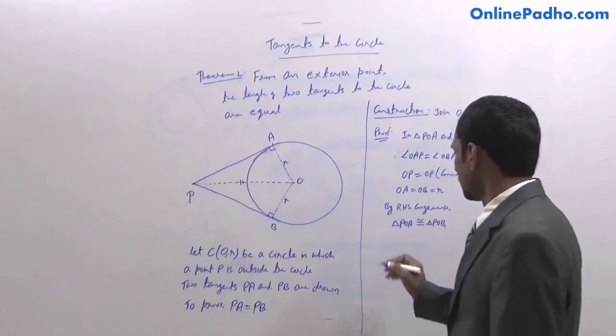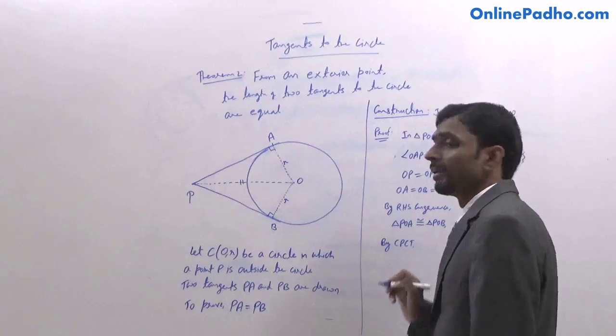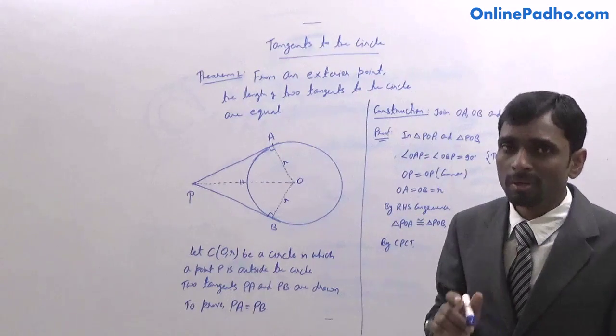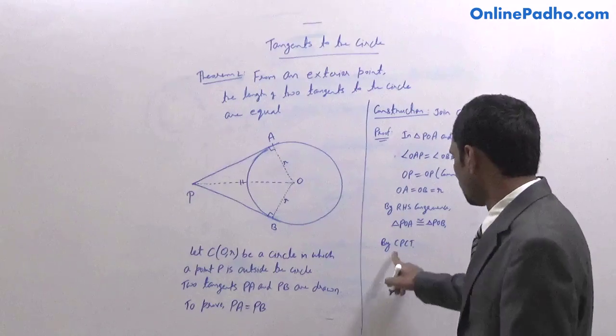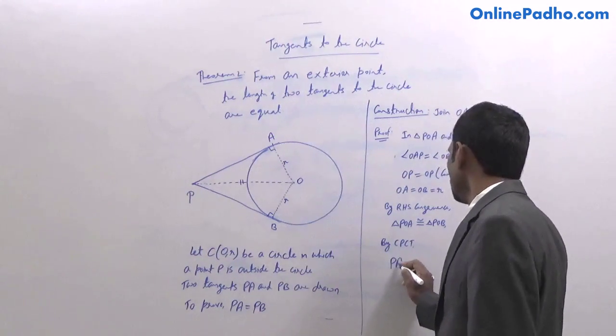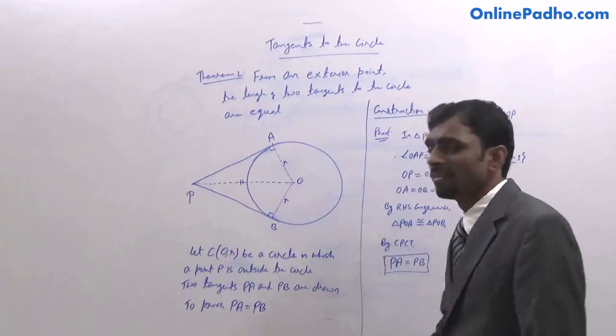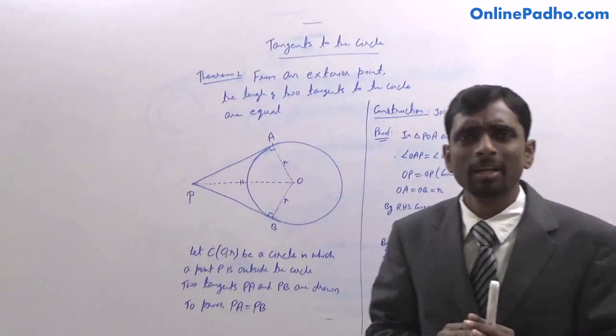So if both triangles are congruent, then by CPCT, you know about CPCT? Corresponding parts of congruent triangles are also equal. So we can say PA is equal to PB. So these two tangents are always equal. Very simple question and very important.